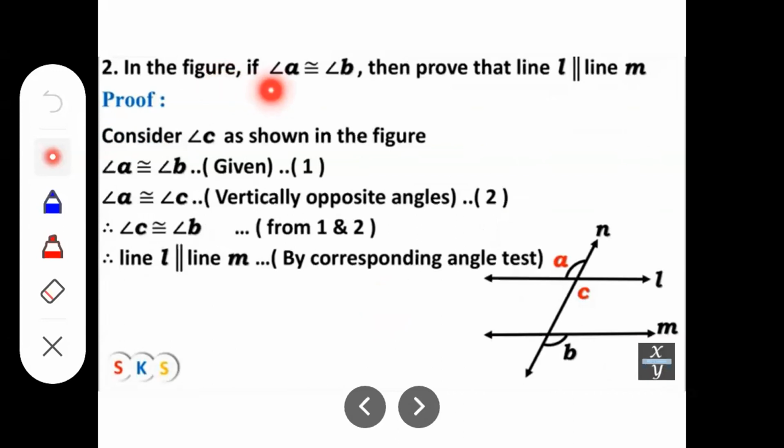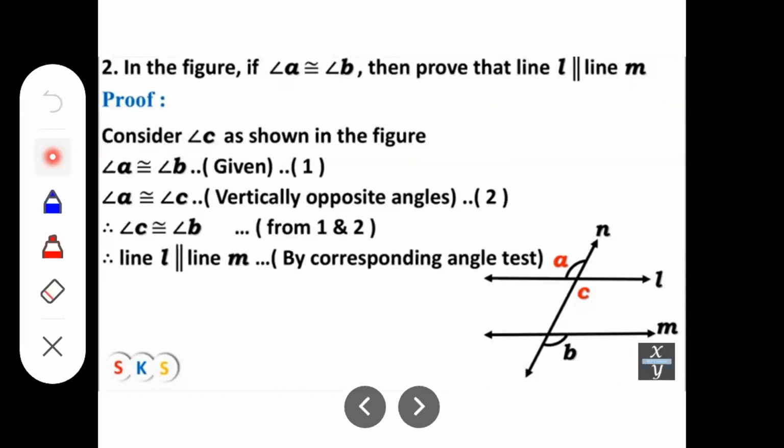In the figure, if angle A is congruent to angle B, that is given, then we have to prove that line L is parallel to line M. Now, how to find it?